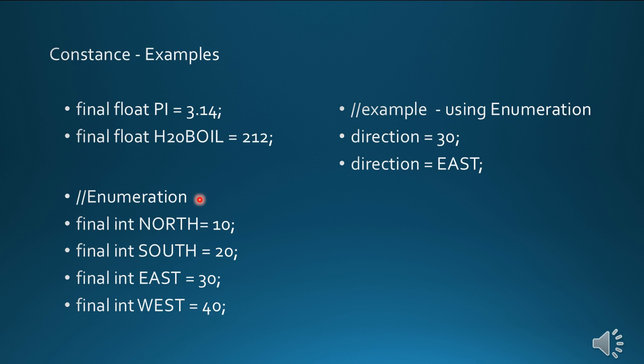We're going to talk about enumeration a little later on, but enumeration is using a variable name instead of a value. For example, if we were coding a game in which north was 10 units, south was 20 units, east was 30 units and west was 40 units, instead of thinking out which direction to go, we can do something like direction equals east. So that's an example of using enumeration. We'll talk more about it later in the course, but here are a couple of examples of how we can use the word final and lock in our values.